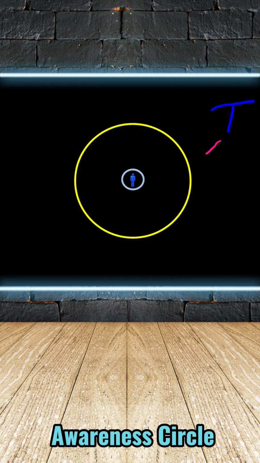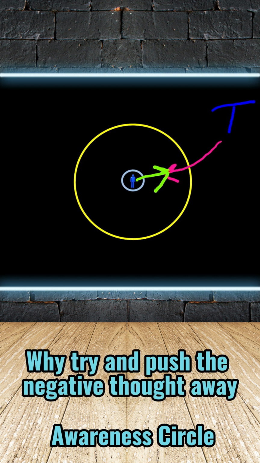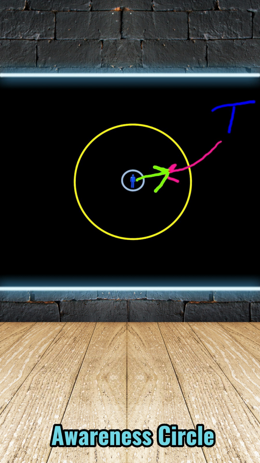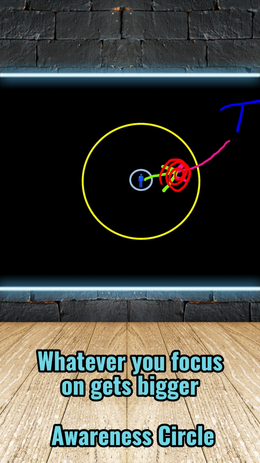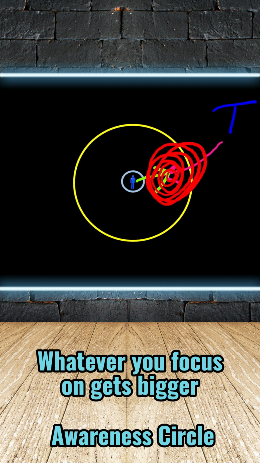Here's typically what we do. It came into our awareness, so we're going to push it out of our awareness. And the way that we do that is we focus on it. So we try to sort of focus it out of our awareness. What we know from a mechanics perspective is whatever we focus on, whether you love it or whether you hate it, is going to get bigger, or it's going to come closer to that center circle, which is your focus in this present moment.